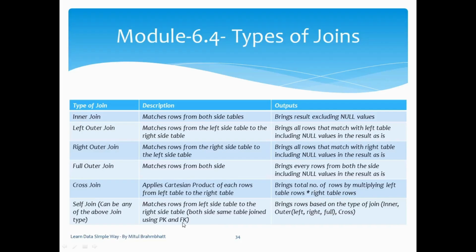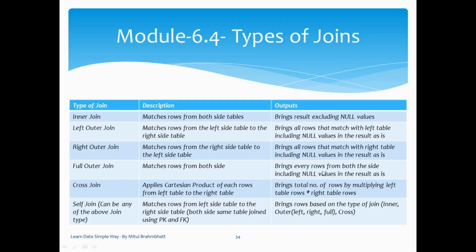And in the result, what you would be seeing is what I'm mentioning here in the outputs. With the inner join, you will bring up the results excluding the null values, only the matching records. Now in the left outer join, you will find all rows that match with the left table, including the null values in the result as is. Then the right outer join will be bringing up all the rows that match with the right side table, including the null values in the result as is.